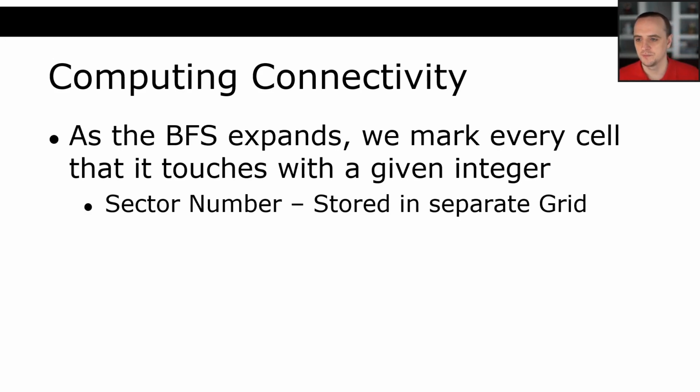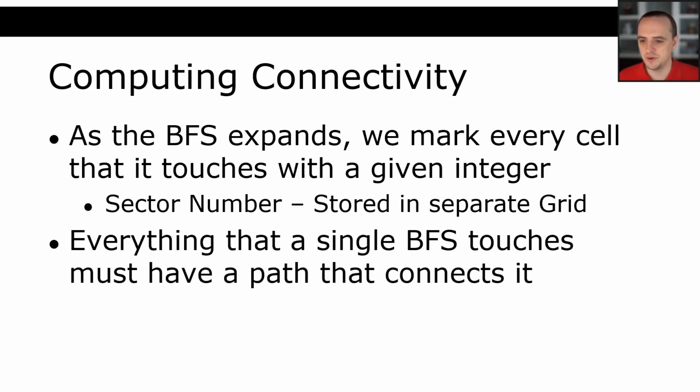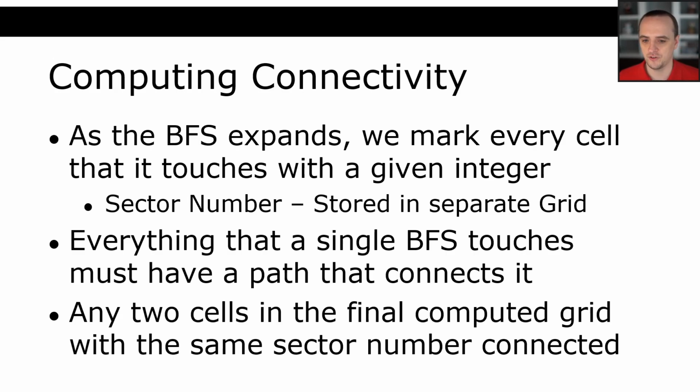To compute connectivity, here's what we do. As the breadth first search expands, we're going to mark every cell that it touches with some integer, okay? And that integer is going to be our sector number. That sector number is going to be stored in a separate grid called our sector map, for example. So everything that a BFS touches must have a path that connects it, right? Because if I got to you with a BFS going up, down, left, and right, then that must mean that a path exists between this cell and the cell that I started at. So any two cells in the final computed grid with the same sector number are connected.